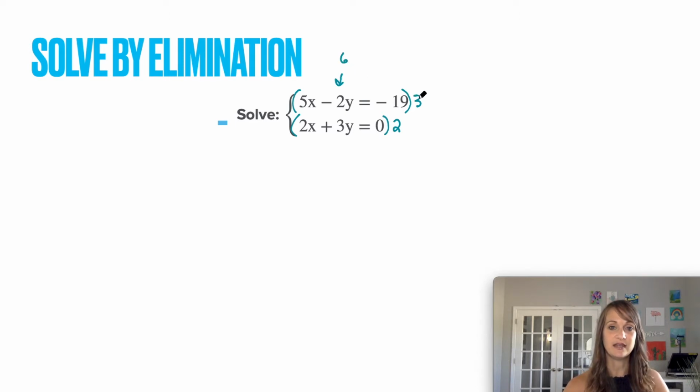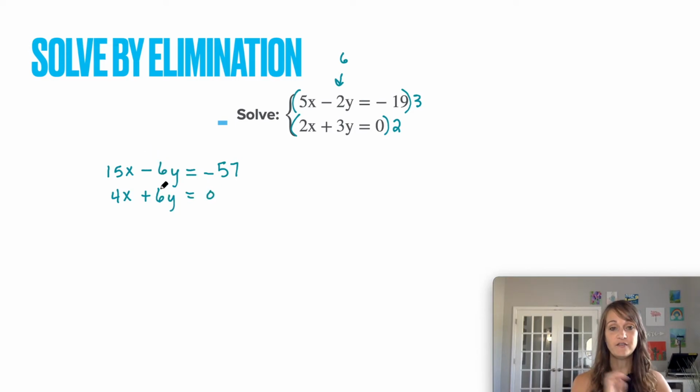So let's go ahead and begin. If I multiply the top equation by 3, I will get 15x minus 6y equals negative 57. Sorry, took me a minute. The bottom equation, if I was to multiply by 2, I will get 4x plus 6y equals 0.